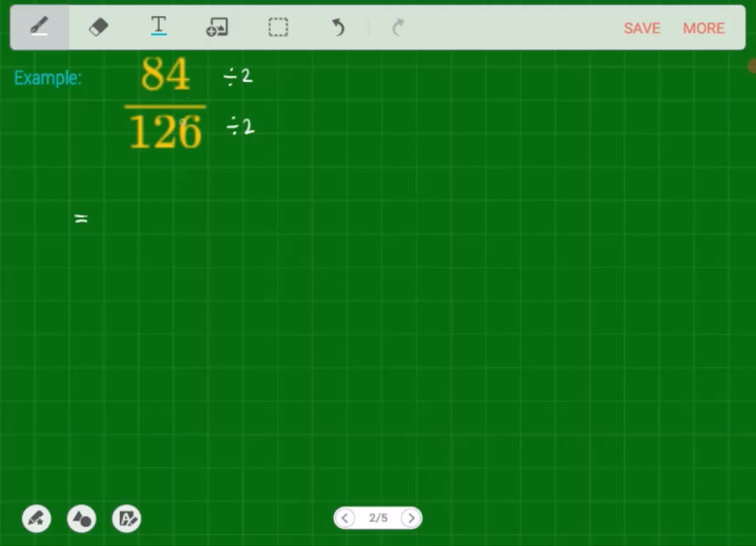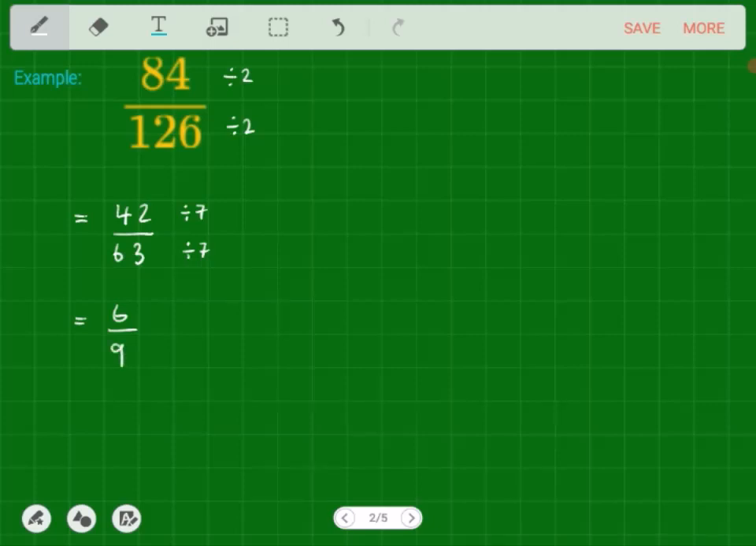Let's see where we are. 42, if we divide by 2, and 63. It's a little bit easier now. I can see that we've probably got a factor 7 going on. So I could jump straight to that. If you know your times tables very well, that's a good thing because it will save you a bit of time. So we divide the top by 7, we get 6. We divide the bottom by 7, we get 9.